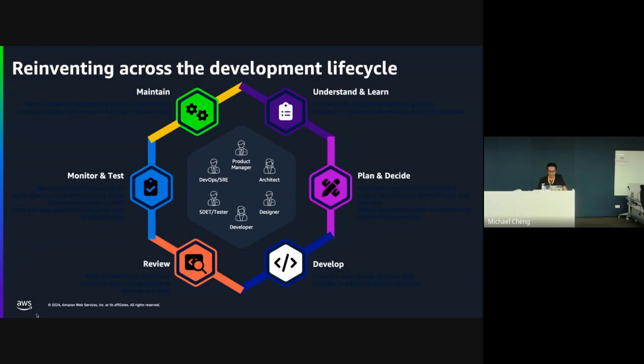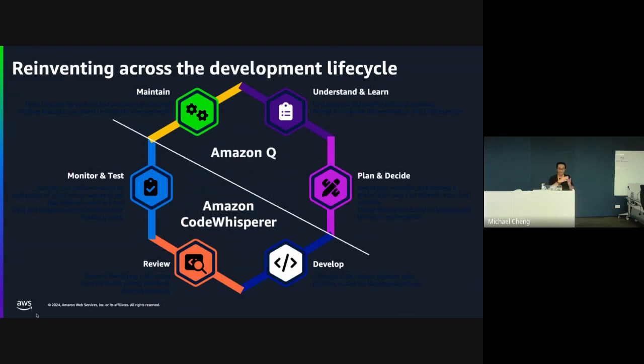Now, I was involved in Amazon Q and Amazon CodeWhisperer for their launch. And I can say that with Amazon Q, you can easily maintain, understand and learn, plan and decide. While for Amazon CodeWhisperer, you can use it for developing, reviewing, monitoring and testing. So in this case, I'm going to show you how you can use these two services for each stage.